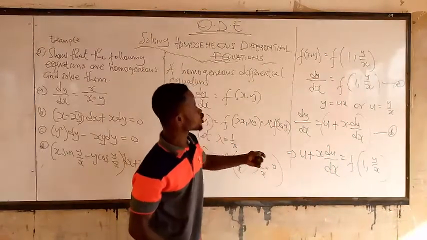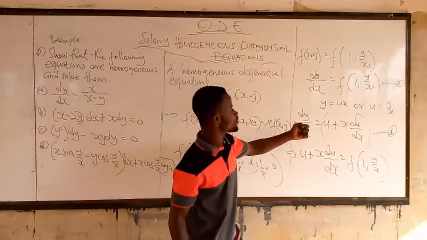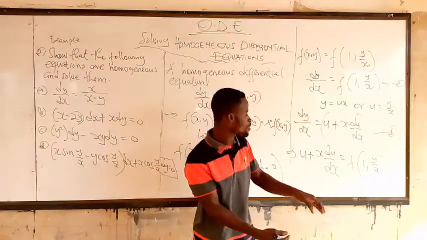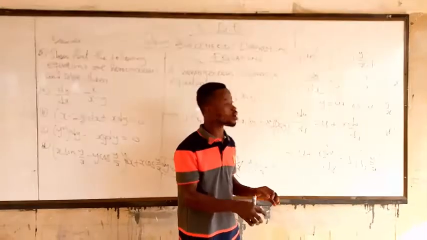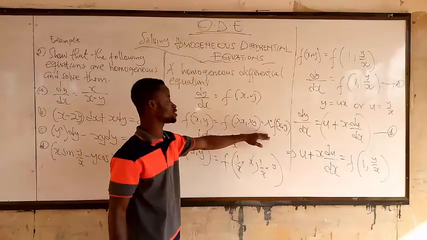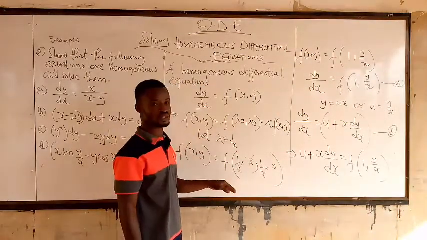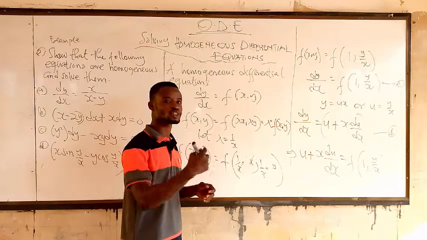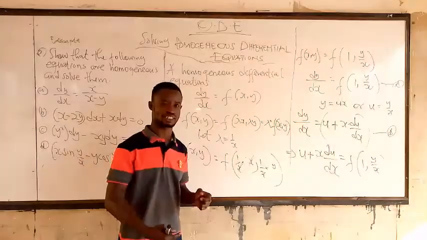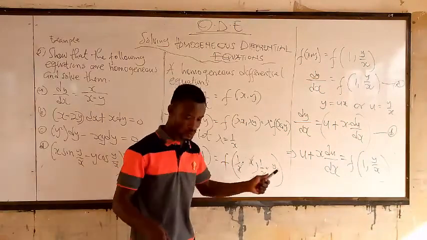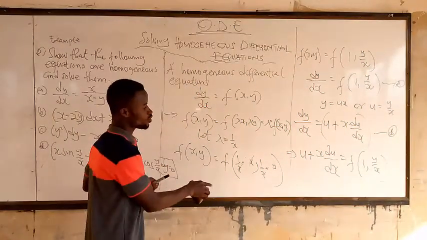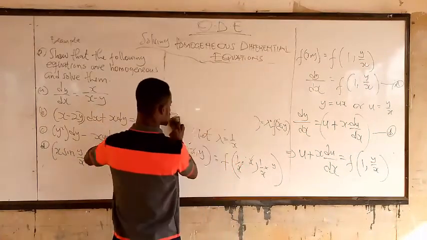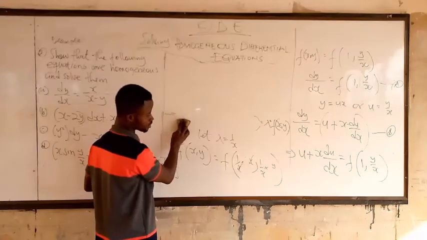So now we are transforming this homogeneous differential equation into a separable differential equation. The idea is that this is a homogeneous equation, and in such a case, for you to solve it, you need to transform it to a separable differential equation before you can solve it. So that is what we are doing. Now, having this, let's continue by transforming it.